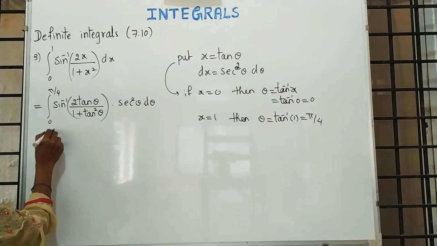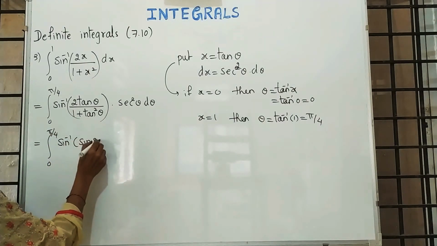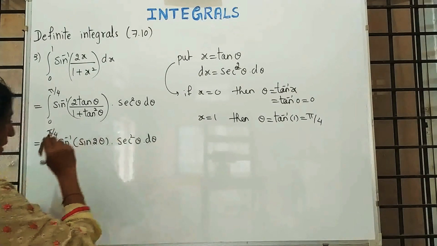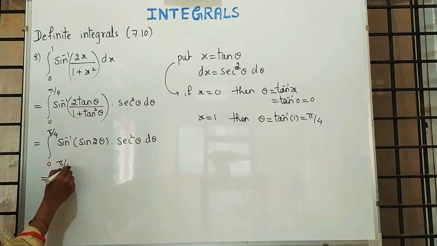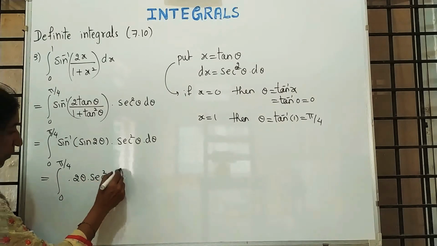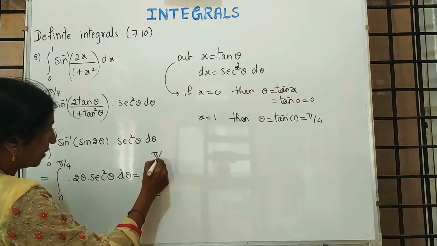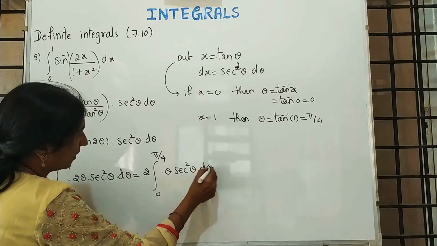0 to pi by 4, it is sin inverse sin 2 theta into secant square theta into d theta. And already you are familiar, sin inverse and sin get cancelled. 0 to pi by 4, 2 theta into secant square theta into d theta. Take 2 constant outside. 0 to pi by 4 theta into secant square theta d theta.